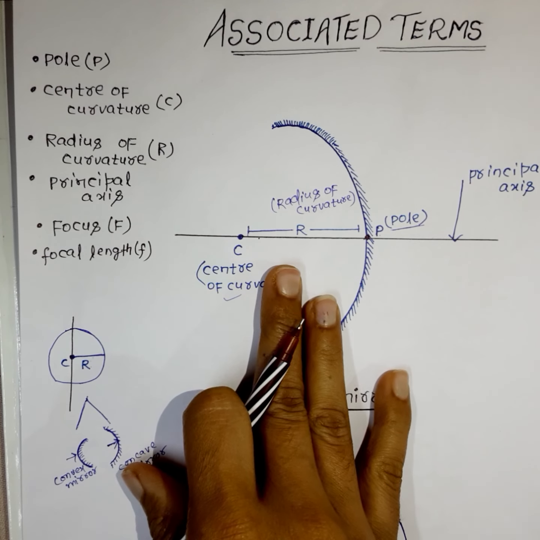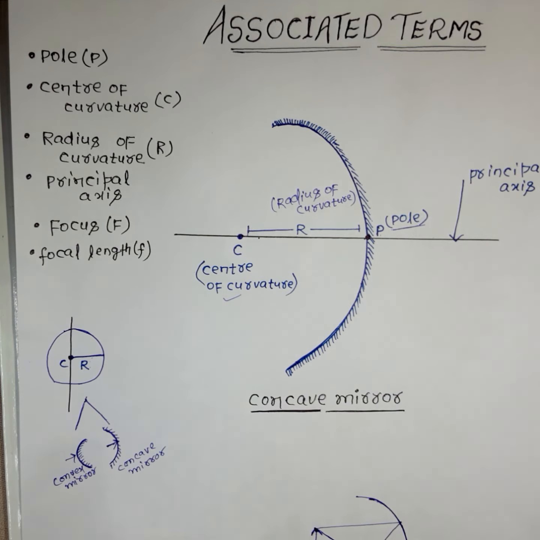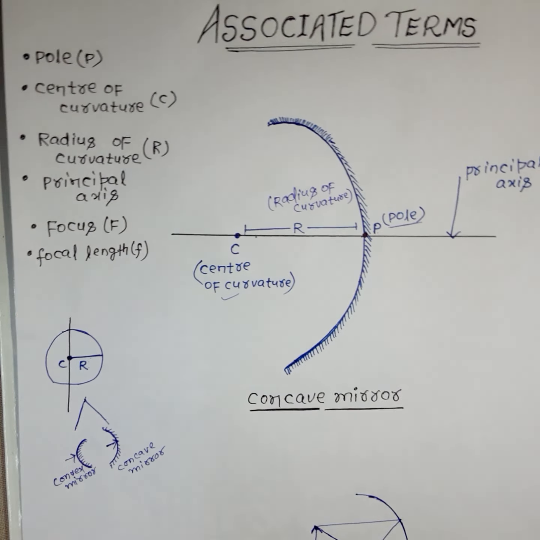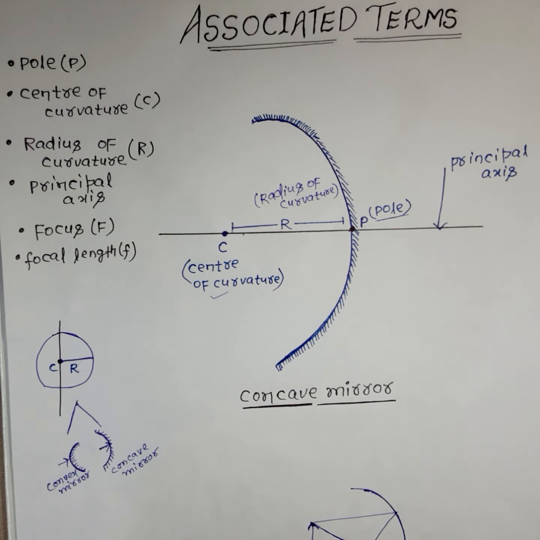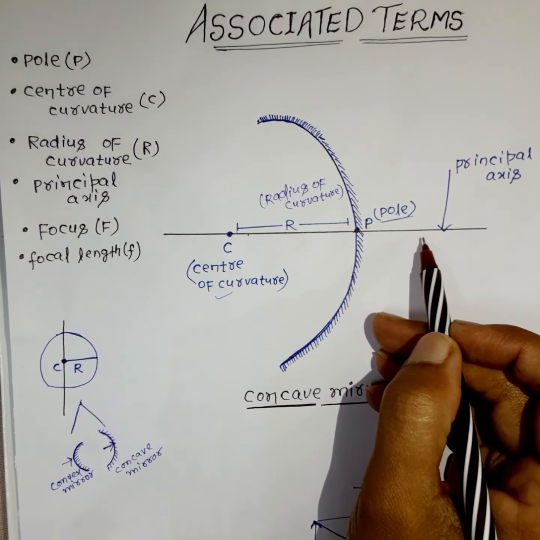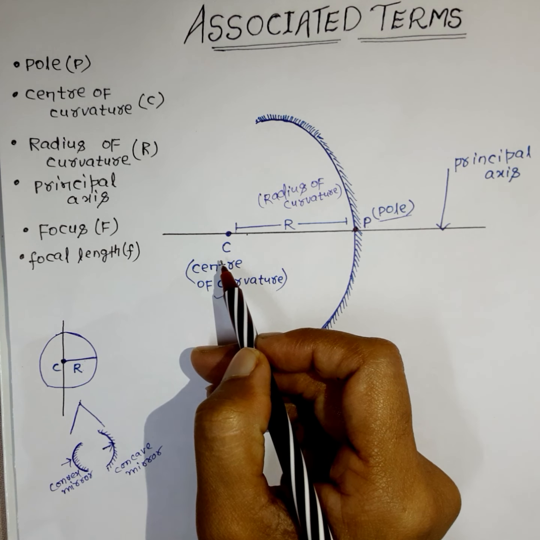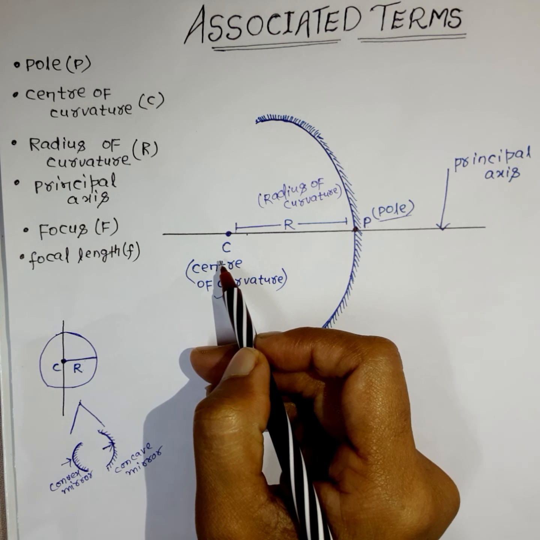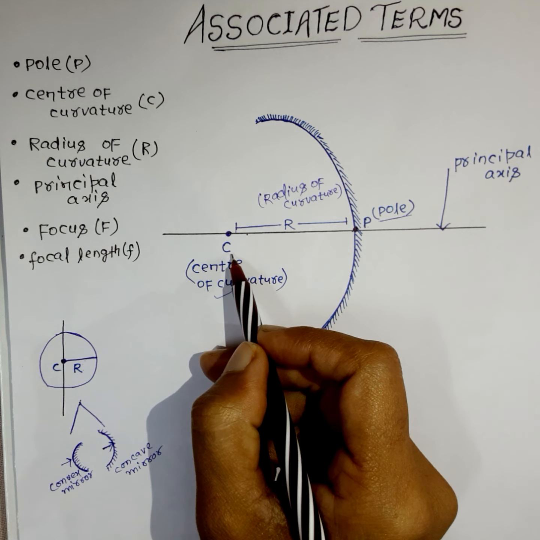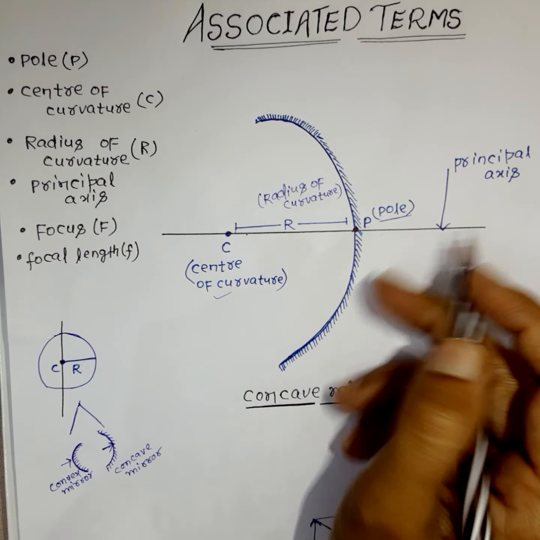This is radius of curvature, which means the radius of the sphere. Then one more thing, that is the principal axis. What is the principal axis? The principal axis is an imaginary line passing through the pole and the center of curvature.